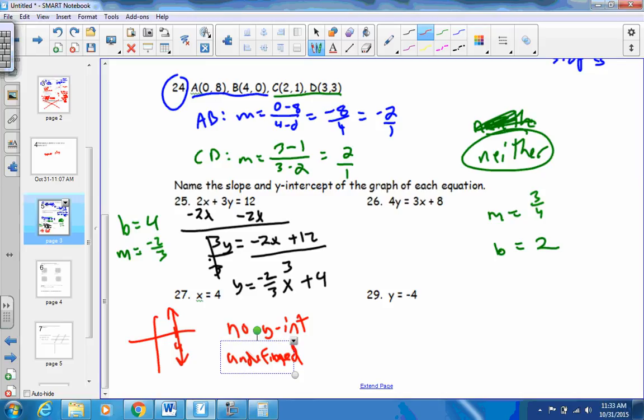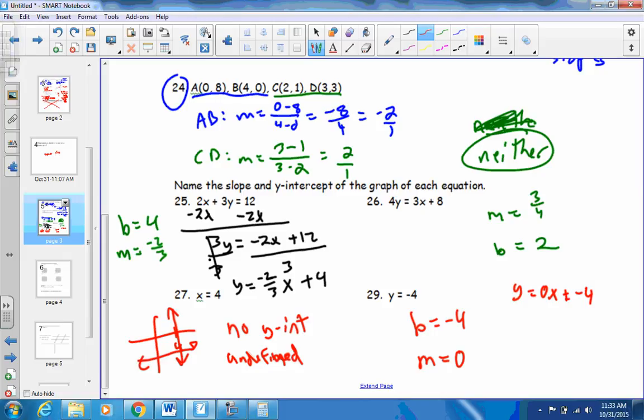Now, y equals -4 is a little bit different. I'll graph it over here. It's going to kind of look like this. So you're going to cross the y-axis at -4, so the y-intercept would be -4. But the slope is just going straight across, so it's a slope of 0. So it'd be like y equals 0x plus -4. All right? So that is page 3.